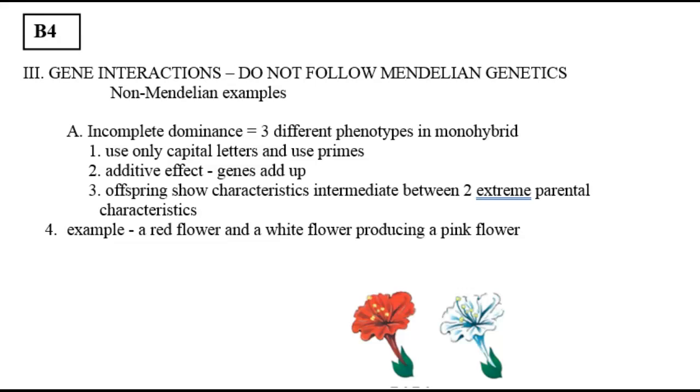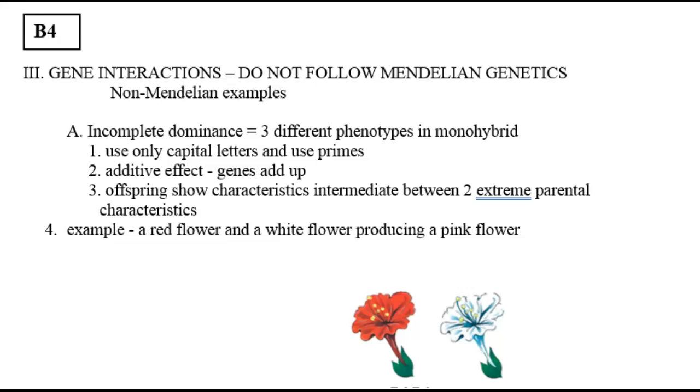Hello! We are starting B4, and we are going to be looking at gene interactions. We're going to be looking at exceptions to Mendelian genetics. We are going to find examples where the law of independent assortment is not followed. Remember, the law of independent assortment is that genes for different traits are going to be inherited independently from each other. We're also going to see that there's not necessarily always a dominant and a recessive allele.